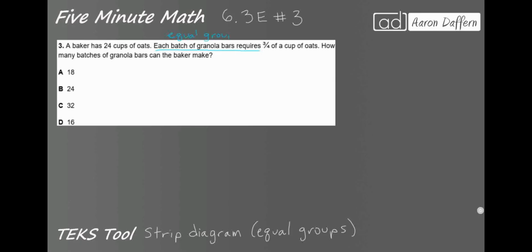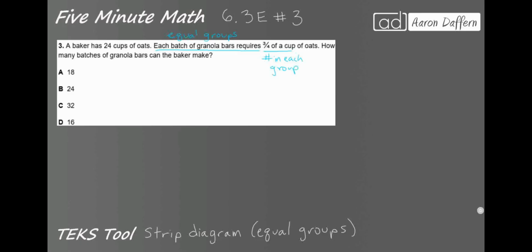When we see an equal groups problem, we're going to start by noticing a statement that tells us that we have groups and that each group has the same amount. In this case, we have 3/4 of a cup of oats in each group. So I can say 3/4 cup is going to be the number in each group.